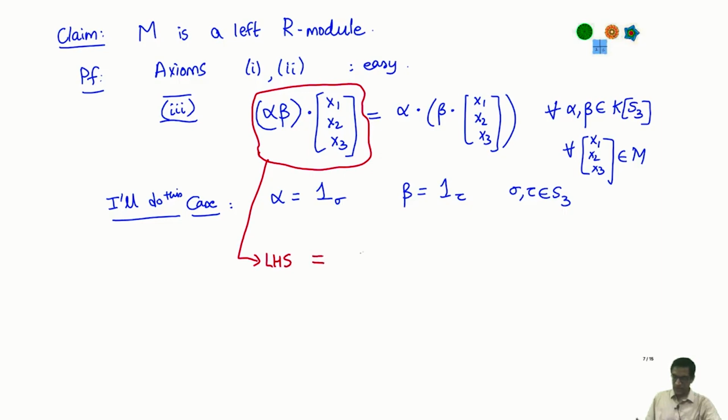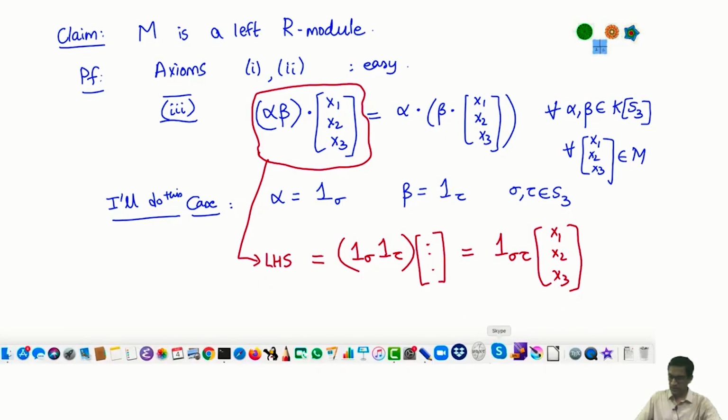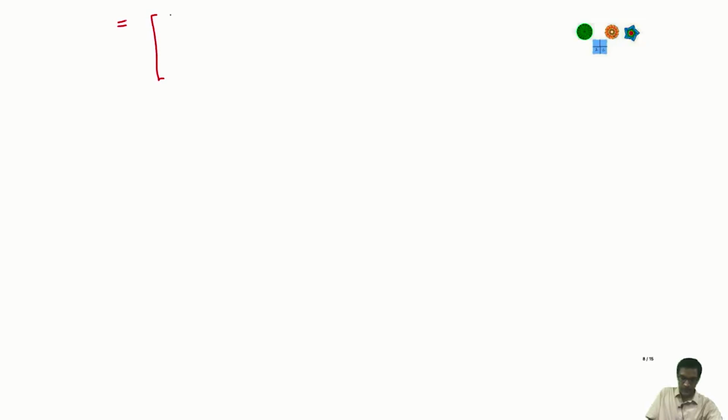The left hand side turns out to be alpha beta times this. And what's alpha beta here? It's 1 sigma 1 tau. That's the product alpha beta acting on this vector x1 x2 x3. But 1 sigma 1 tau by definition is 1 sigma tau acting on this vector x1 x2 x3. And that by our definition is, you have to change the x's like this: sigma tau inverse of 1, x sigma tau inverse of 2, x sigma tau inverse of 3. Let me write it on the next page. So this is the vector x sub sigma tau inverse of 1, x sub sigma tau inverse of 2, x sub sigma tau inverse of 3. So that's my column vector.